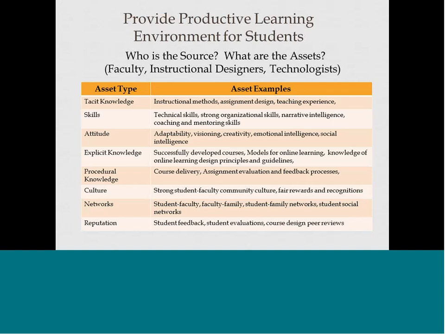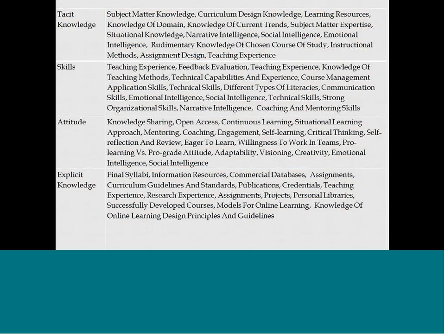Cultural assets here would be a strong student-faculty community culture, a culture of fair rewards and recognition. The networks here become a little bit more complex. We have student to faculty, faculty to family, student to family, and student social networks. Reputation, here we have student feedback, student evaluation of the course environment, and course design peer reviews. So this is a fairly rich set of intellectual capital assets that we need to support these capabilities.